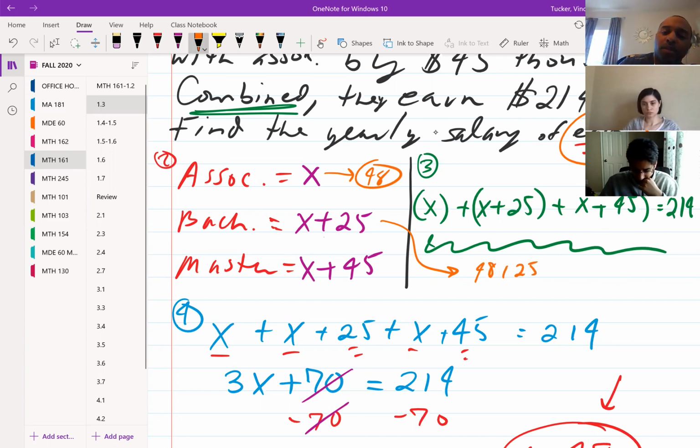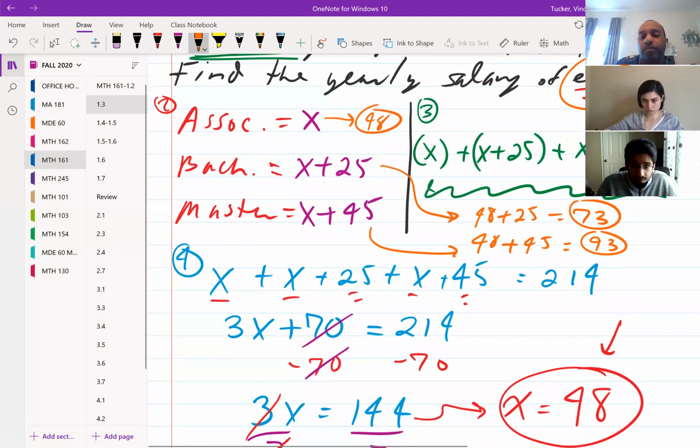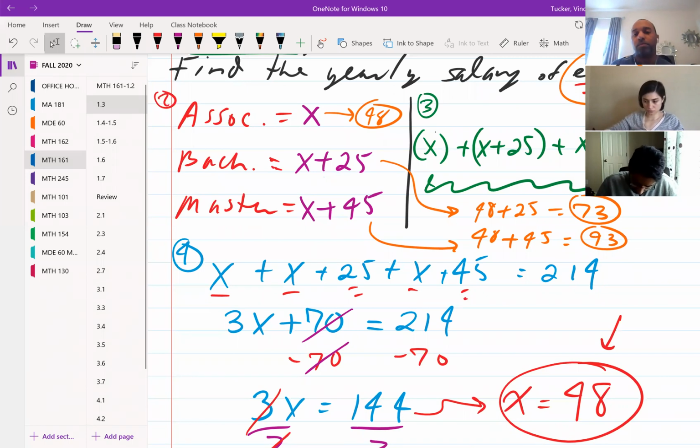48 plus 25 will be 73. And then 48 plus 45 will give you 93. And so those will be your three earnings, three salaries. All right. And all three of those should add up to give you 214. So don't forget that element of it as well. Just check to make sure you have the correct values.